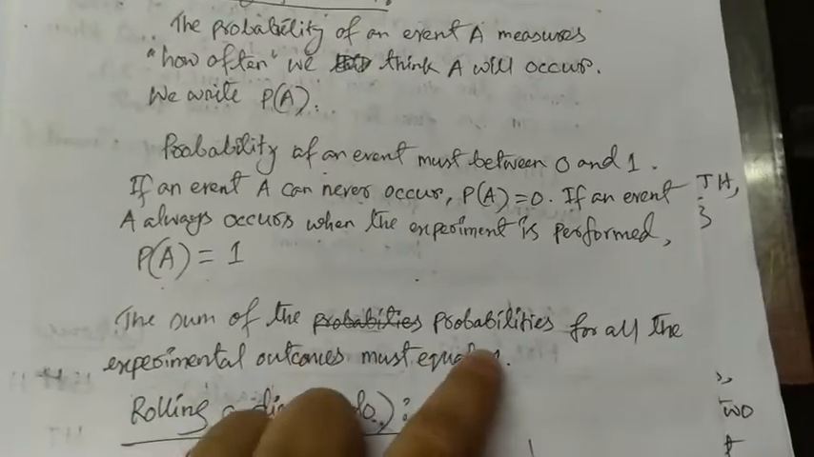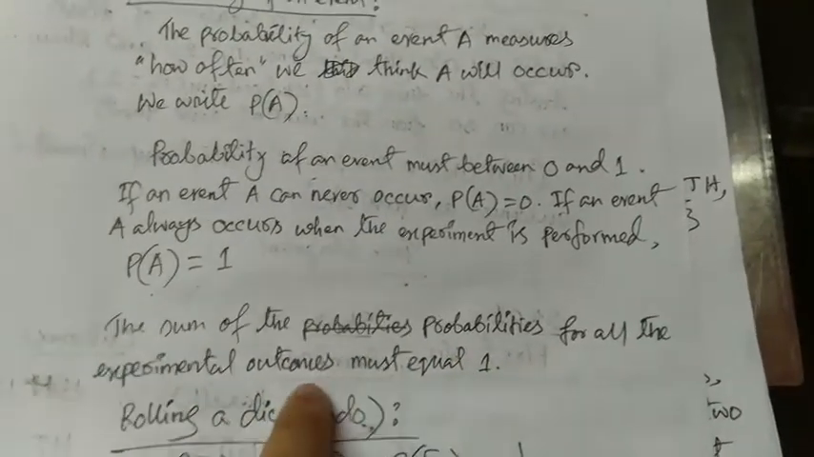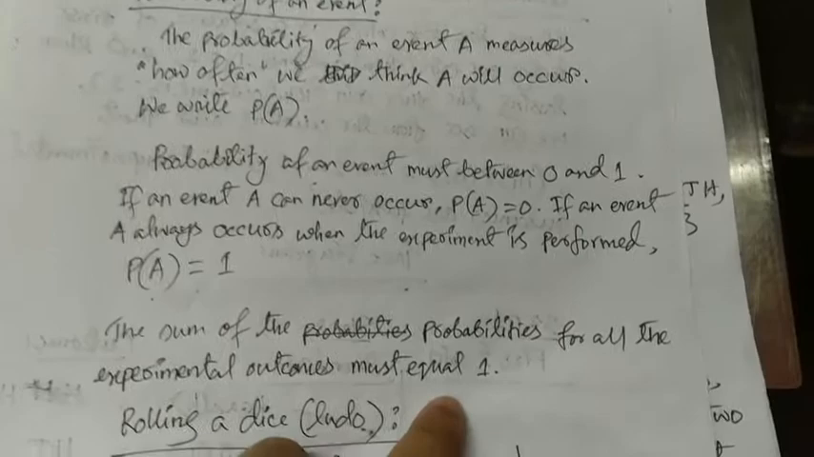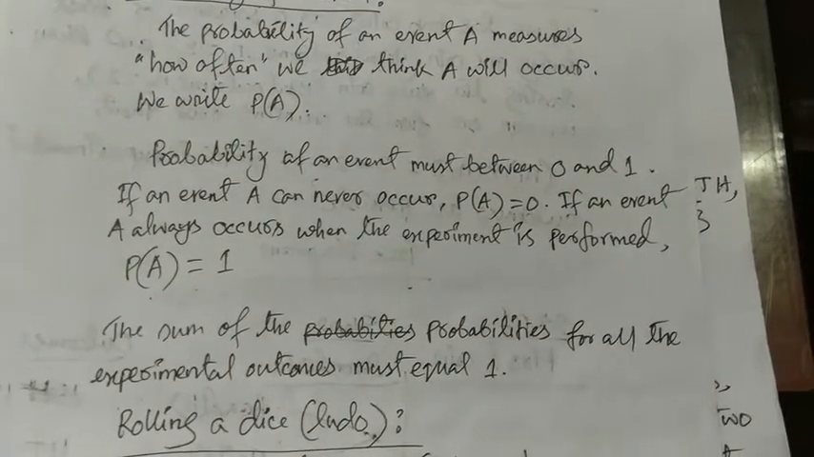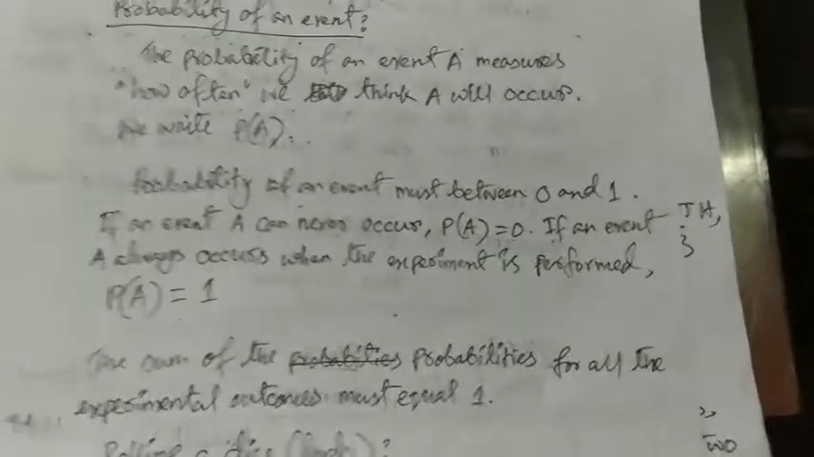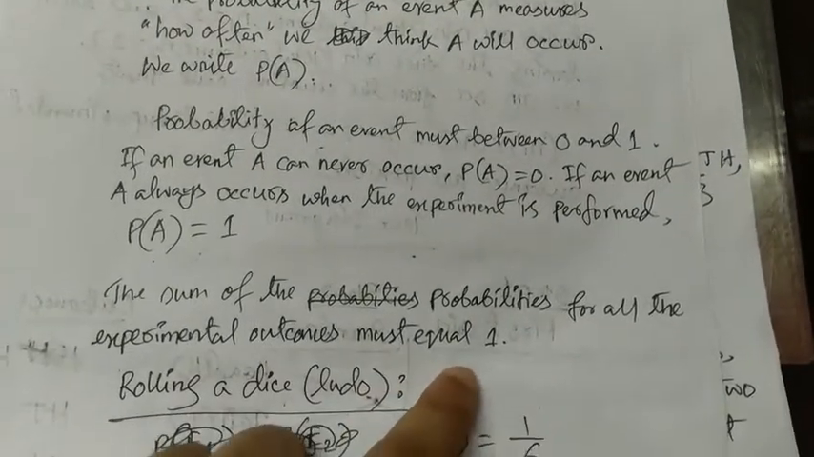The sum of the probabilities for all the experimental outcomes must equal 1. That means the sum of the probabilities for all the experimental outcomes must equal 1. Right.